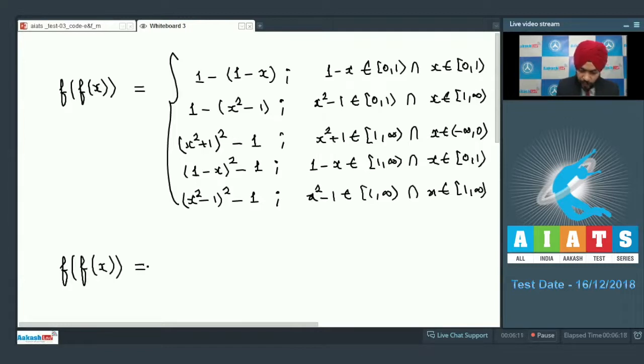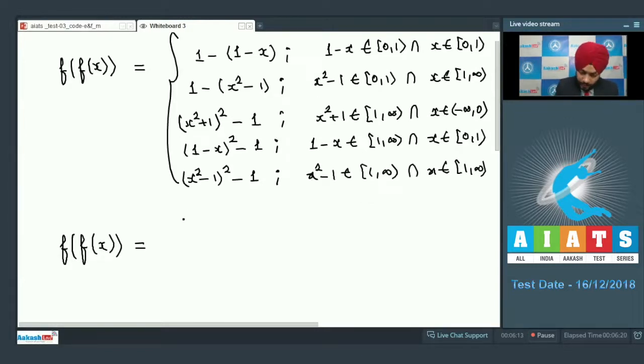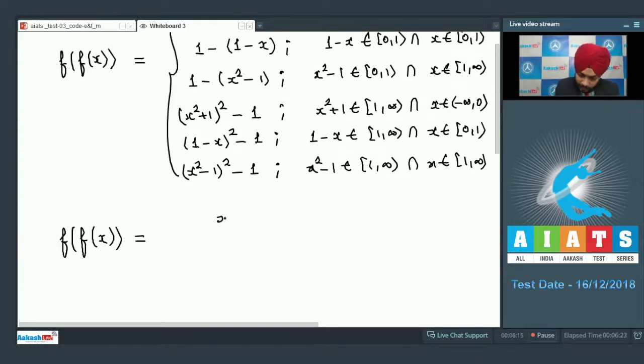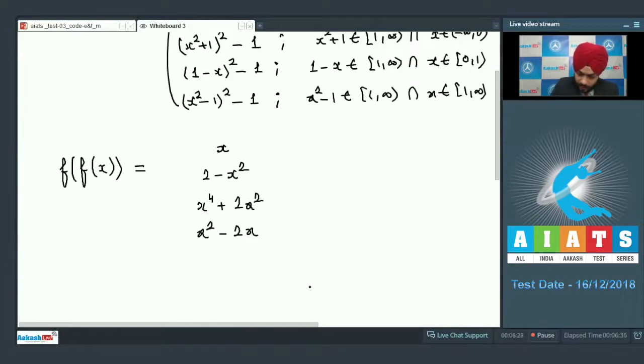After that we need to find out the number of points of non-differentiability. First will be x simply. Second will be 2 minus x square. Third will be x power 4 plus 2x square. This will be x square minus 2x, and the last one will be x power 4 minus 2x square. So 5 definitions for f of x.